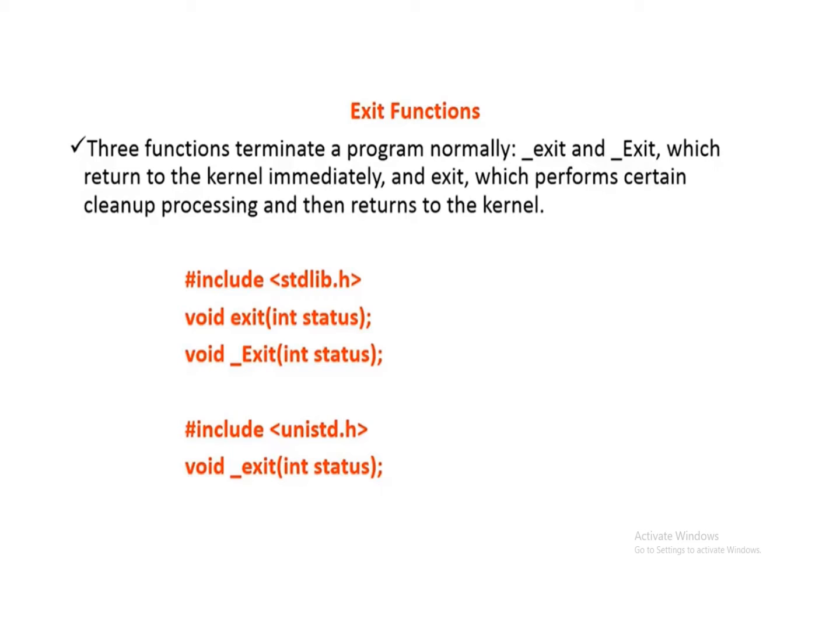This is the syntax for using exit and _exit: void exit(int status), and for _exit, void _exit(int status). To make use of _exit, you have to include the unistd.h header file, whereas for exit and _Exit, you have to use the standard library header stdlib.h.